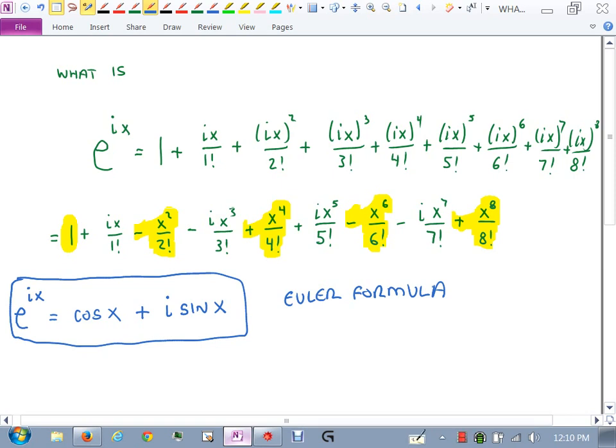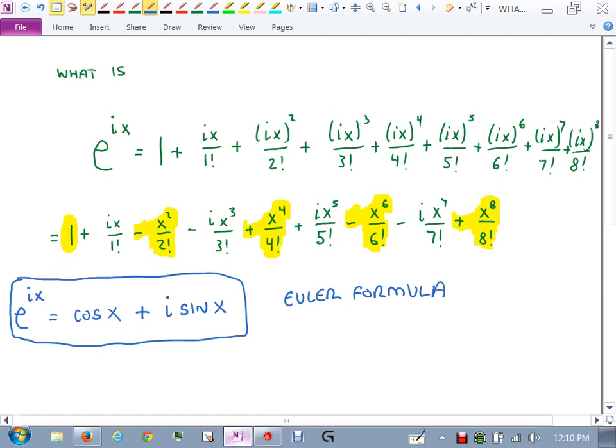Now, for those of you who've seen some imaginary number stuff, do you remember seeing that all imaginary numbers can be written a plus bi? Where a is called the real part and b is called the imaginary part, if you've seen complex numbers. What this is kind of alluding to is that every imaginary number can be rewritten this way.